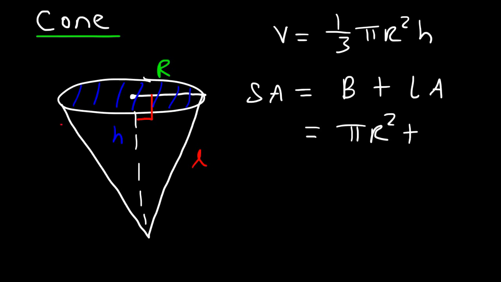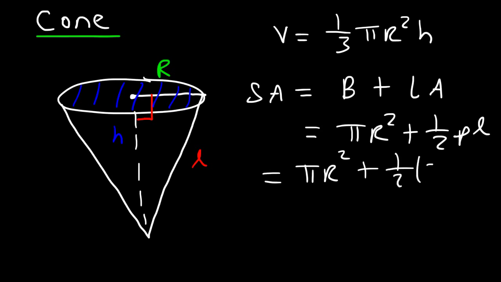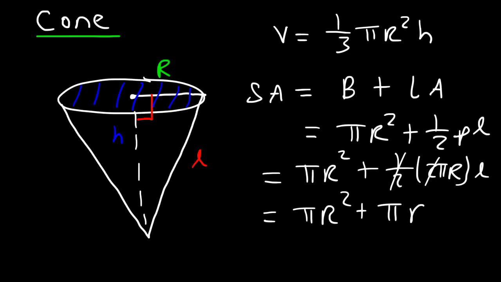Now the lateral area is the area around the cone. And it's 1/2 the perimeter times the slant height. The perimeter of a circle is 2 pi r. Keep in mind the perimeter is basically the circumference of a circle. And the slant height, that's just L. So we can cancel 1/2 and 2. Half of 2 is 1. So the surface area of a cone works out to be this equation. It's pi r squared plus pi r L.